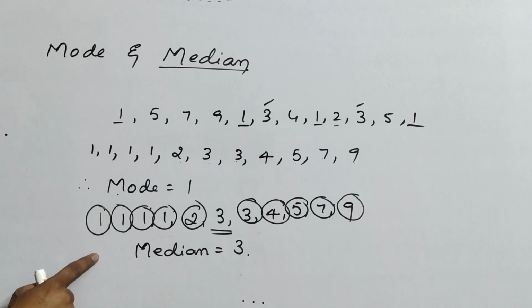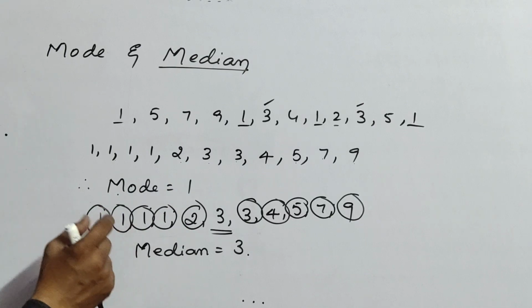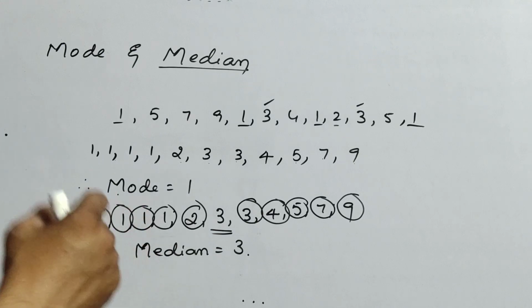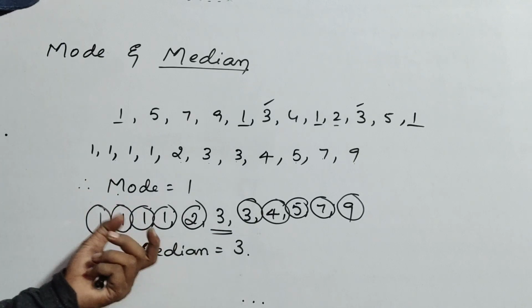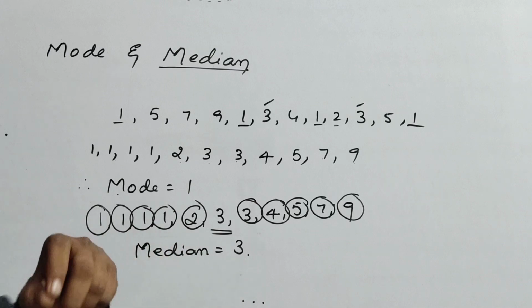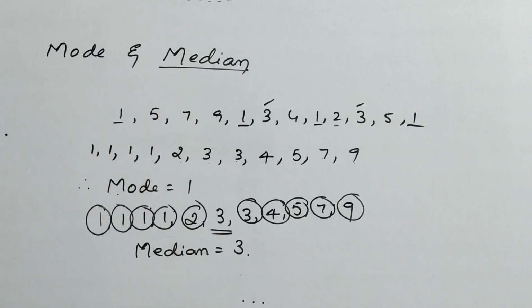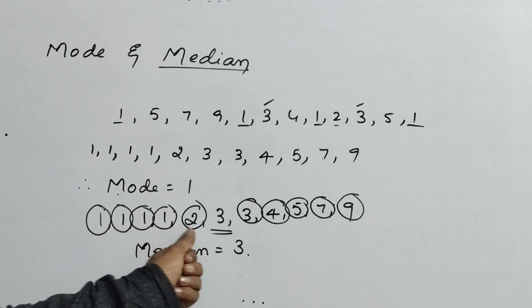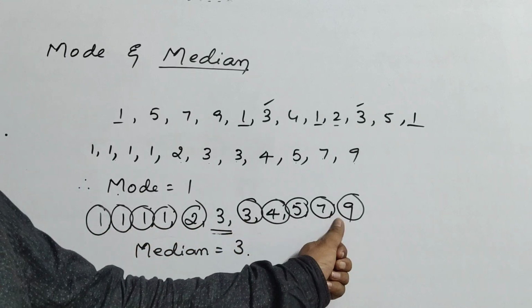And coming to the median, the center number is the median, because in high school you have a different way of finding the median. That is because here there are 1, 2, 3, 4, 5, 6, 7, 8, 9, 10, 11, 12.